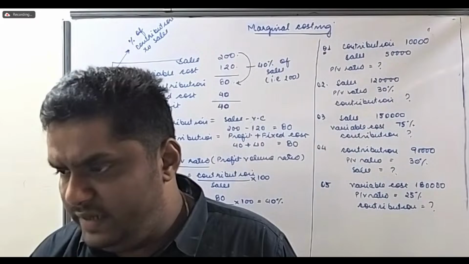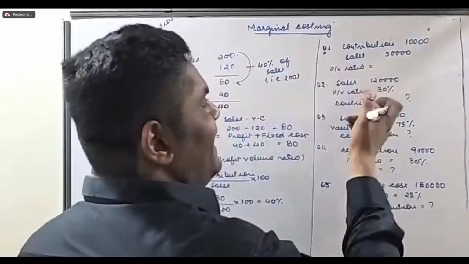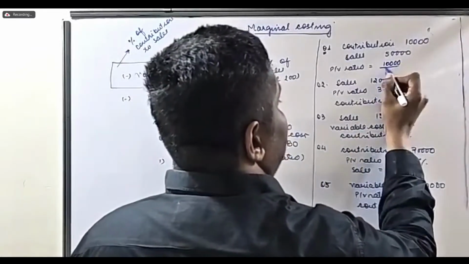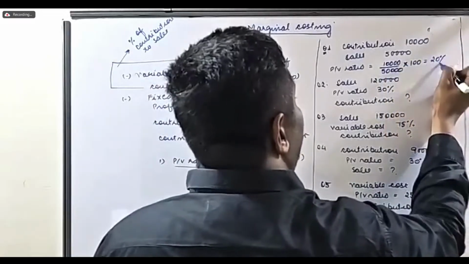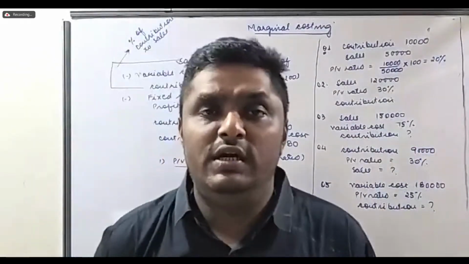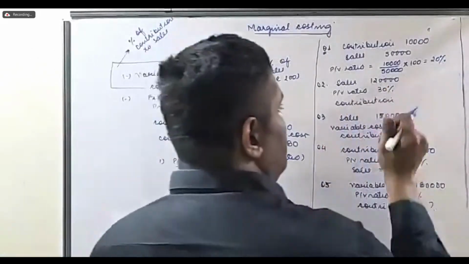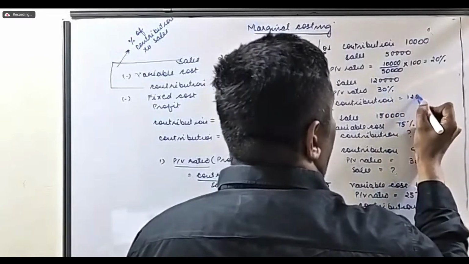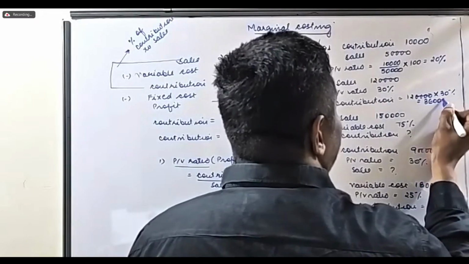Kavita, let me check. See, here we can straight away calculate that is contribution divided by sales into 100. So that is 10,000 divided by 50,000 into 100. So this will be 20%. Now my sales is 1,20,000 and PV ratio is 30%. It means contribution is 30% of sales. So here, when talking about sales, it is 120. So contribution will be 30% of sales. So this will be 36,000.